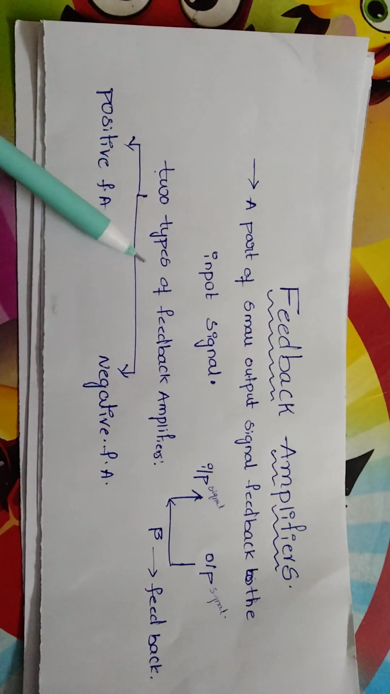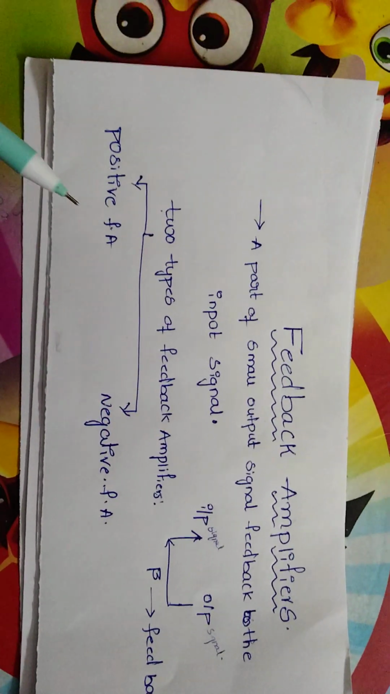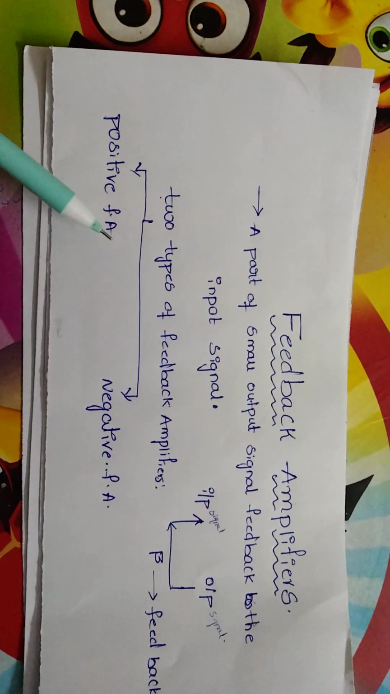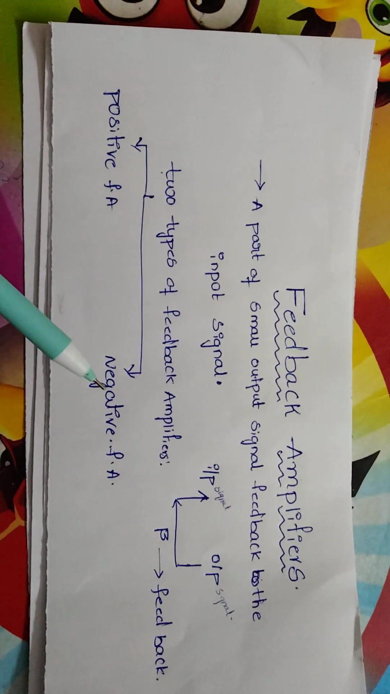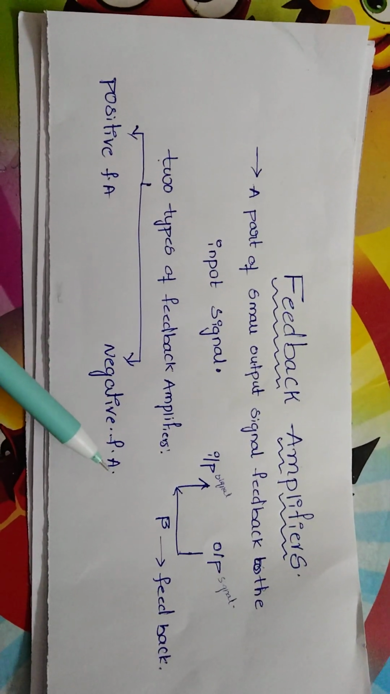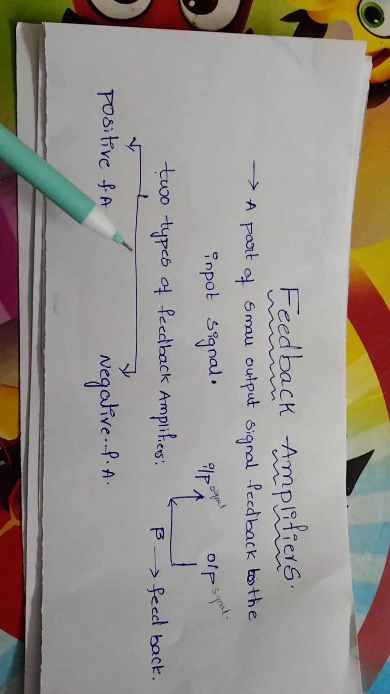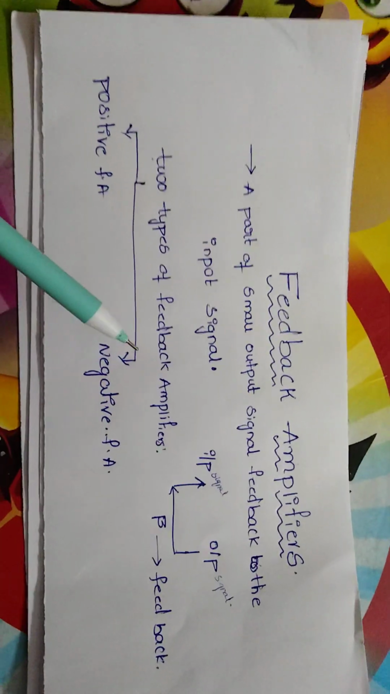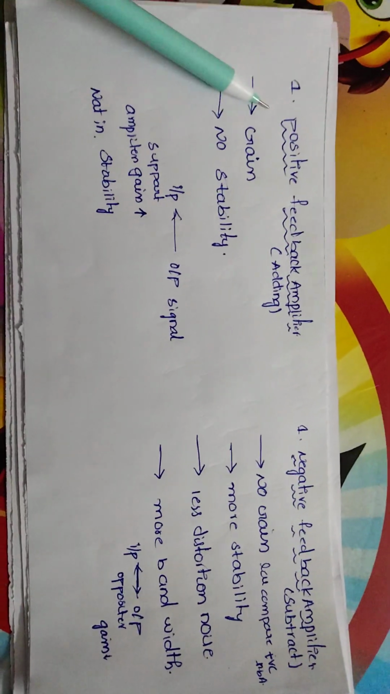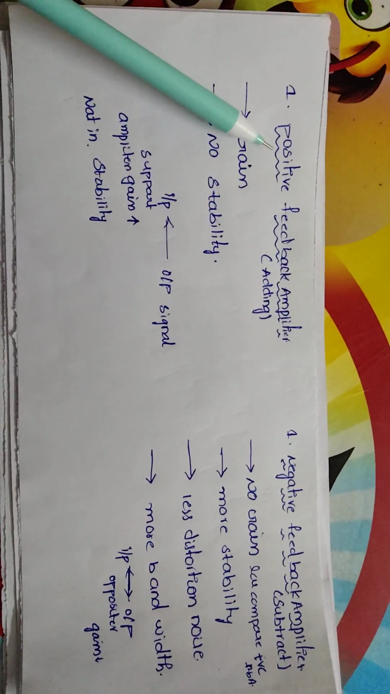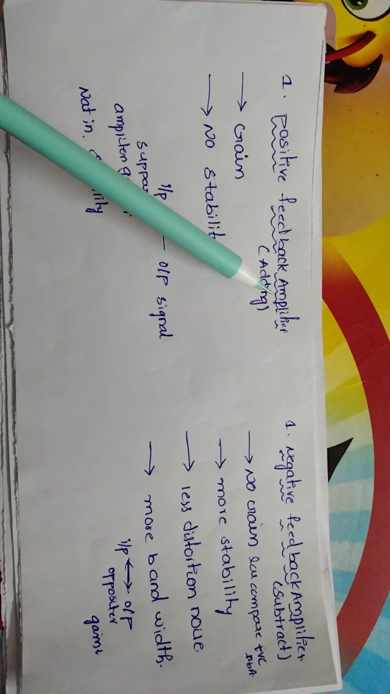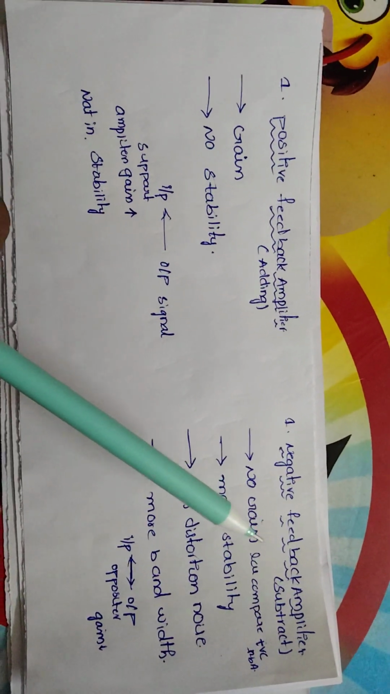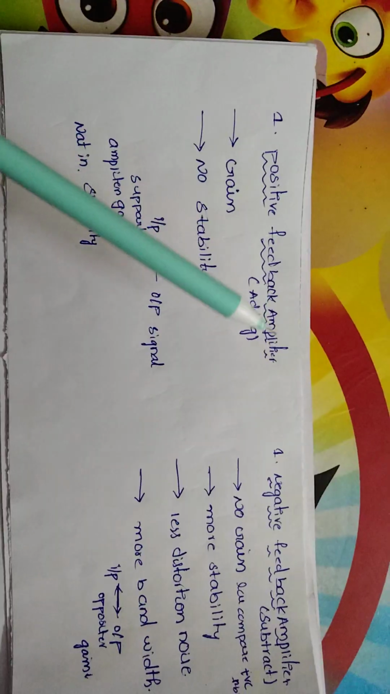There are two types of feedback amplifiers. The first one is the positive feedback amplifier. Next is the negative feedback amplifier. So we have two types, positive and negative. What are the positive feedback amplifier and the negative feedback amplifier?